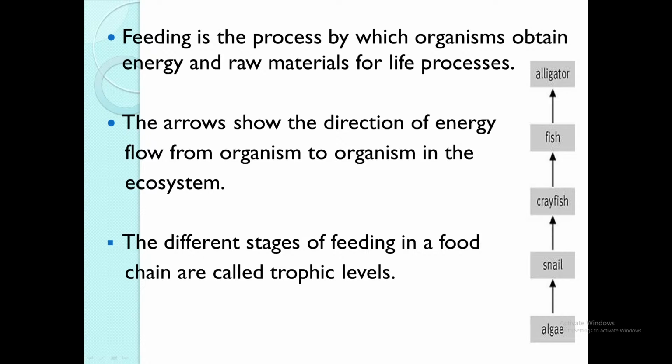Or if you have cabbage, forward arrow, human being; callaloo, forward arrow, human being. You understand? Banana, forward arrow, human being. Those are food chains with two trophic levels.